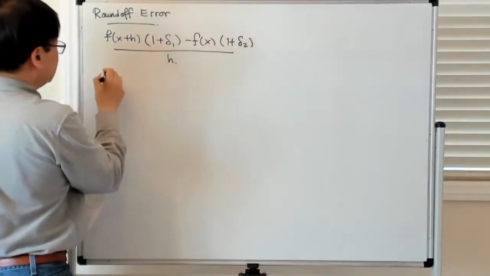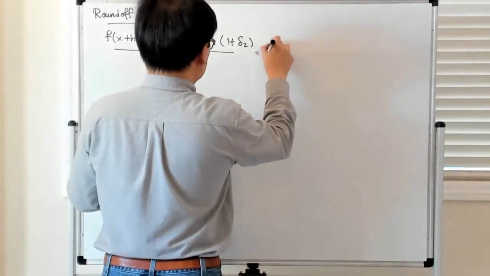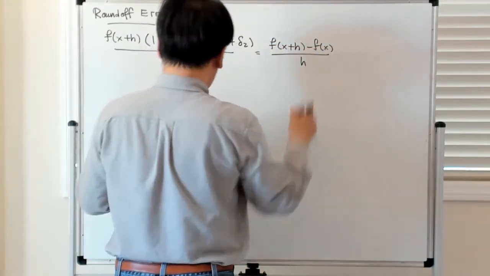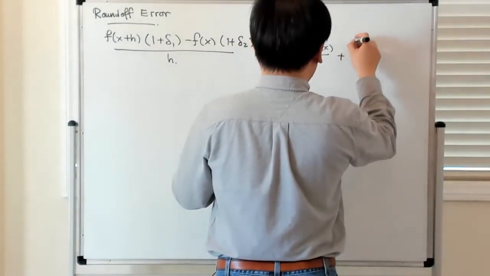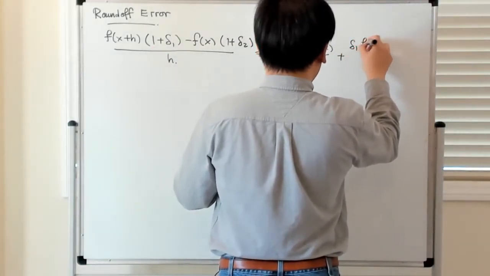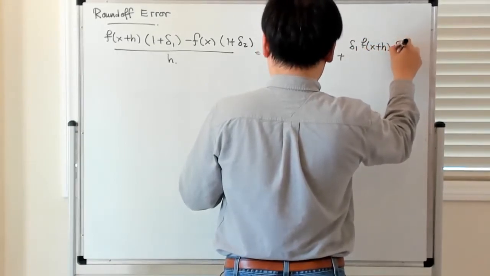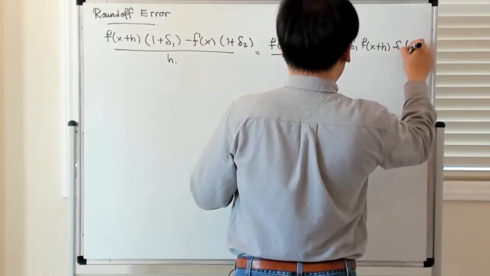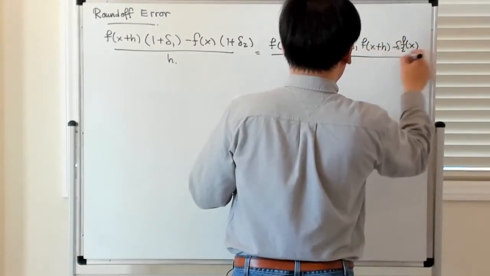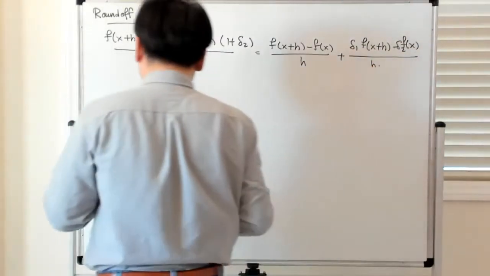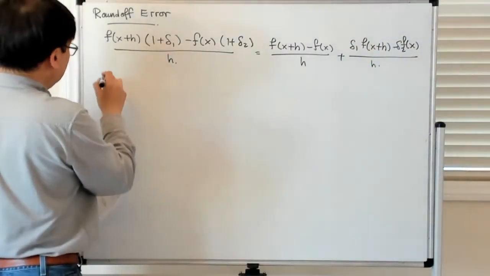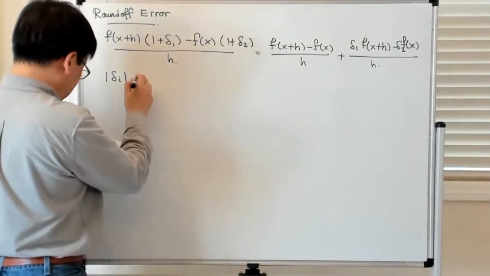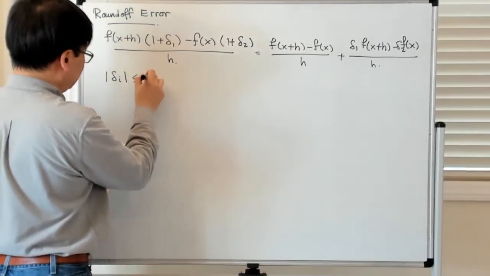So this is equal to f of x plus h minus f of x, divided by h, plus now a round-off term: delta 1 f of x plus h minus delta 2 f of x, divided by h. And so the round-off is such that the absolute value of delta i is less than or equal to machine epsilon.